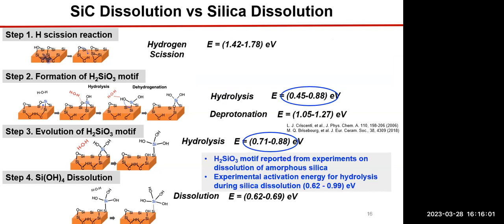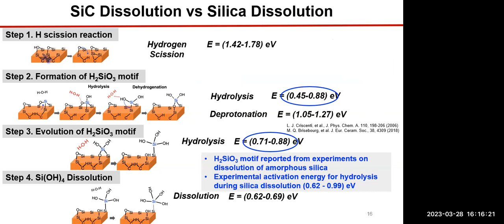Another point I want to mention is that even though we didn't see a silica layer formed on the surface, we do find some characteristic motifs and characteristic reactions that happen during the silicon carbide dissolution process. And those motifs and reactions have been observed in silica dissolution previously.